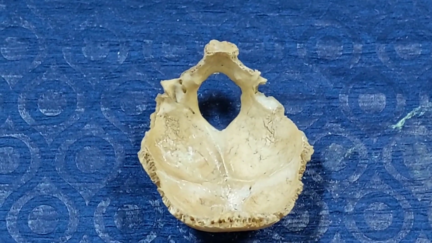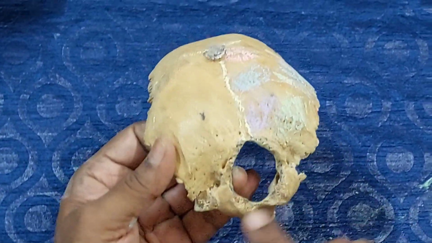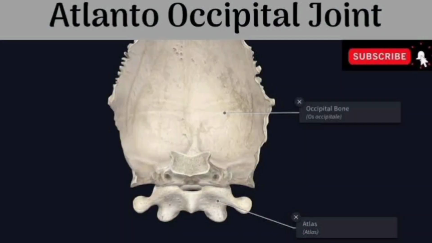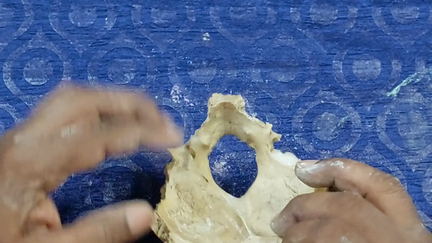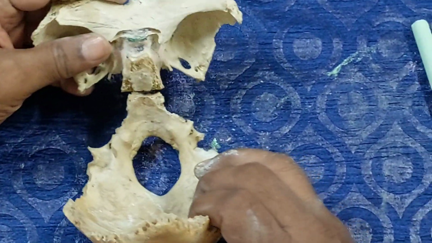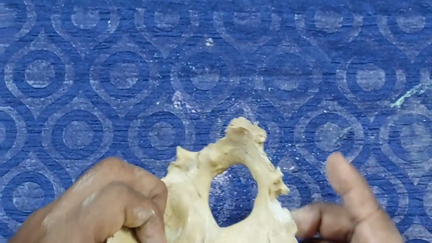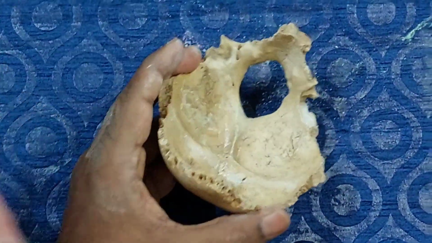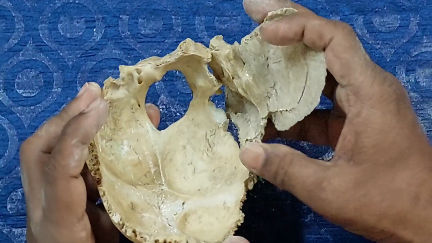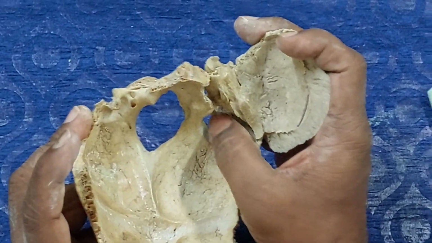What are the articulations of this occipital bone? Here the occipital bone, the two condyles articulate with the superior articular process of the atlas, forming atlanto-occipital joint. Then basi-occiput and sphenoid in front, forming one primary cartilaginous joint, this one. Then jugular process on lateral side, it articulates with the petrous part of temporal bone. So here is the articulation between this petrous part and jugular process, forming a jugular foramen here.